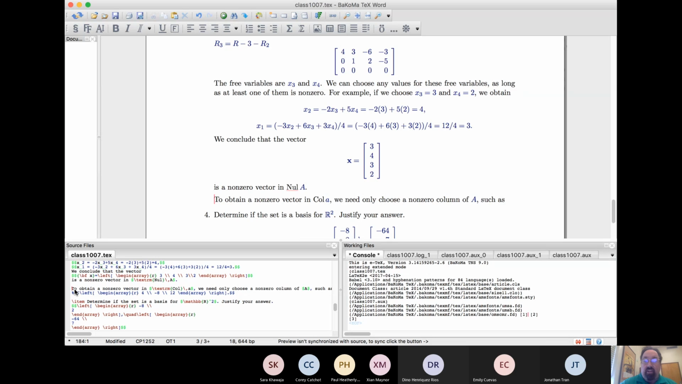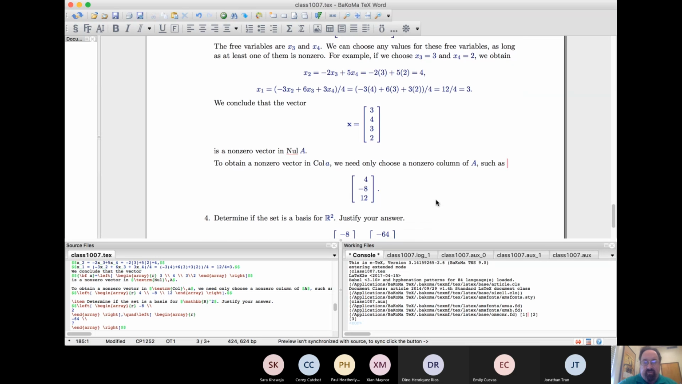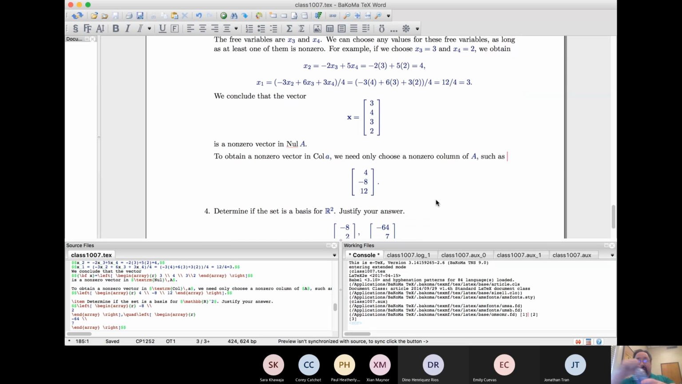So in this case, here I just chose the first column. It should be column capital A. As long as that column's not 0, of course.